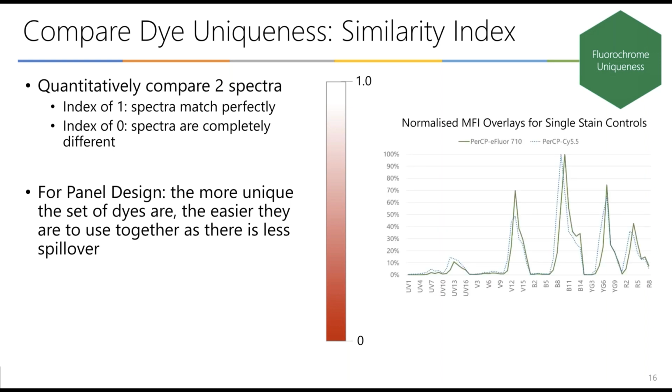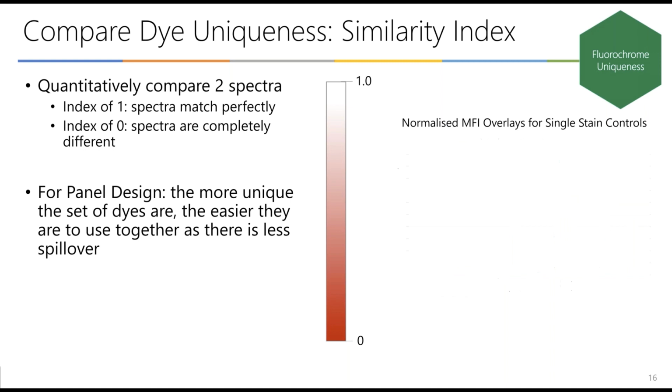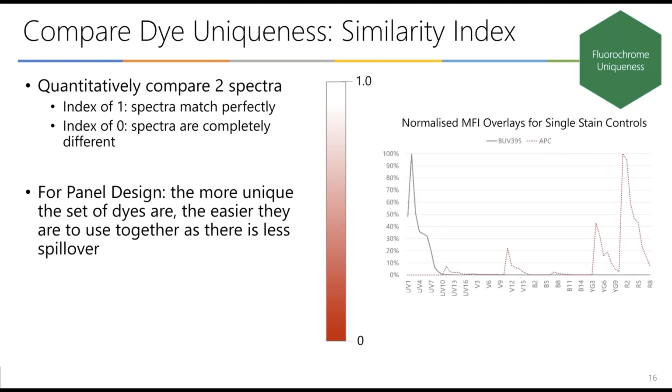In the first example on this slide, we see PerCP-Cy5.5 and PerCP-eFluor 710, and these two dyes are highly overlapping. These two dyes have a similarity index of 0.9. In our second example, we observe BUV395 and APC. Note that in any channel where the BUV395 is emitting light, APC is not, and vice versa. These two dyes have a similarity index of absolutely 0.